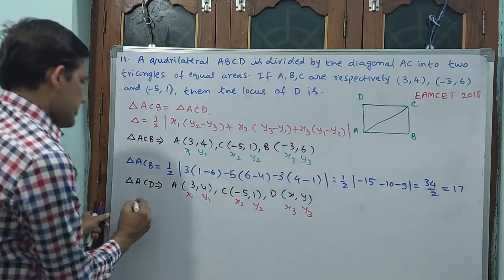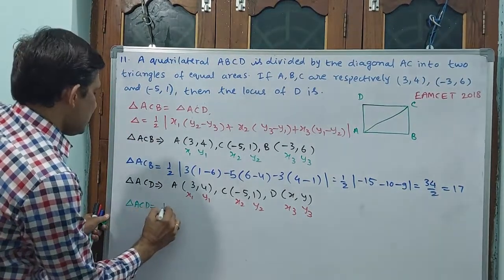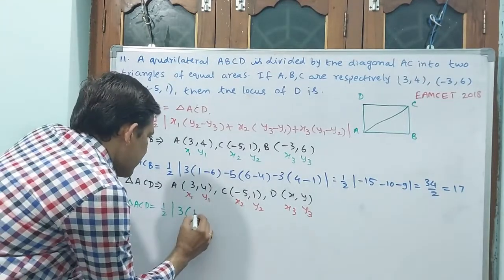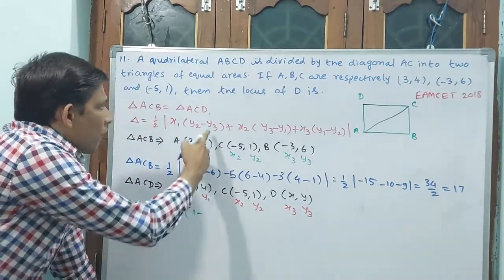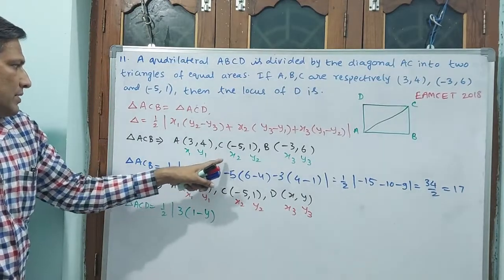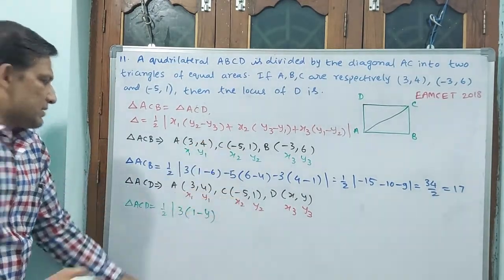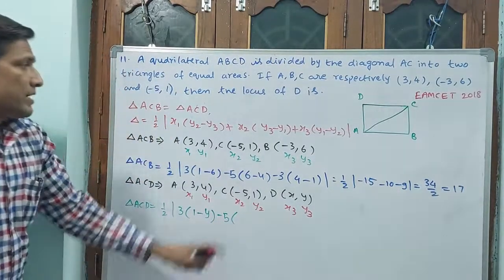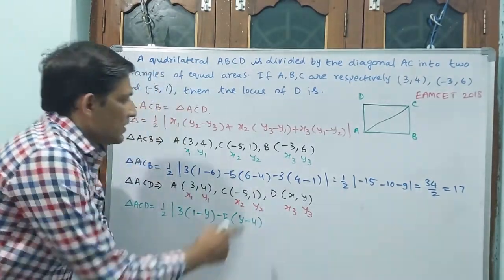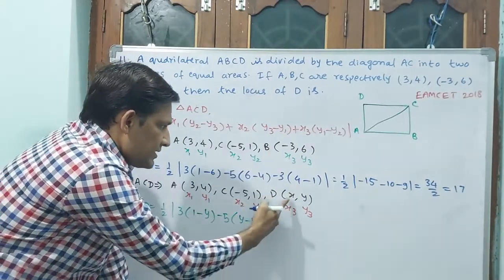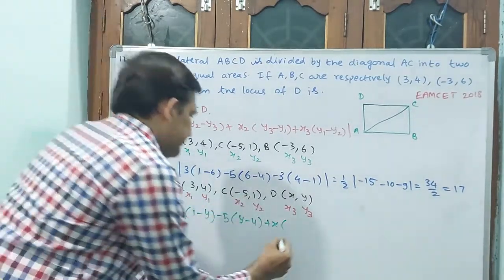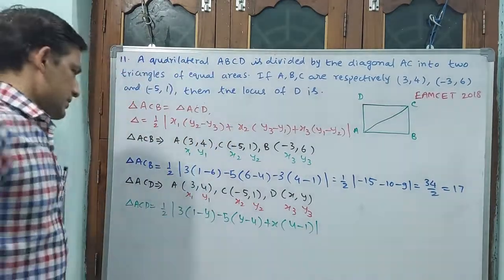Then you apply x1, y1, x2, y2, x3, y3 and substitute. Delta ACD is equal to half of modulus of x1, which is 3, into y2 minus y3. Y3 is y here, so 1 minus y. Then plus x2, which is minus 5, into y3 minus y1, which is y minus 4. Then x3, which is x, into y1 minus y2, which is 4 minus 1. Close. Then proceed further.